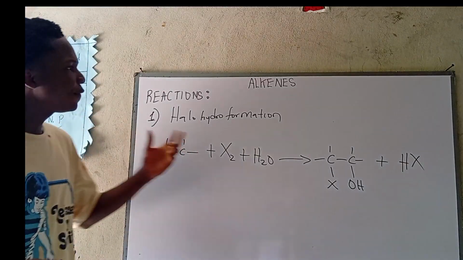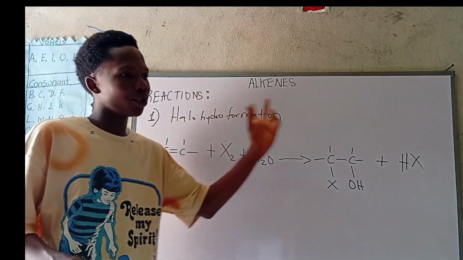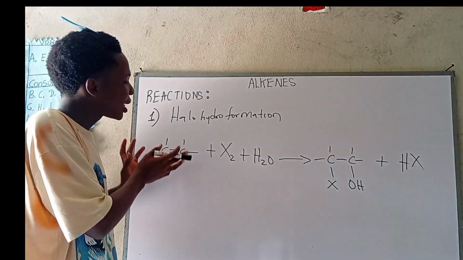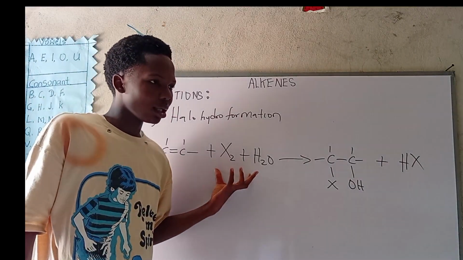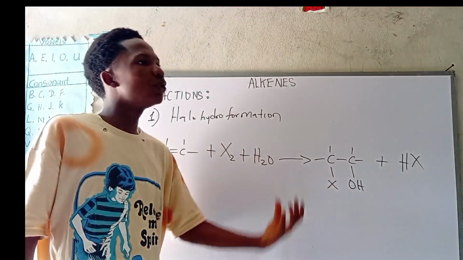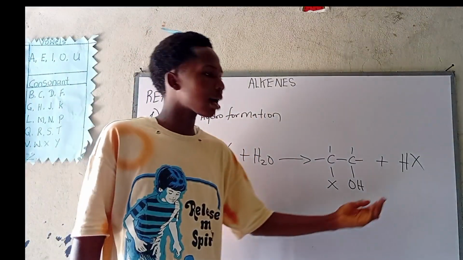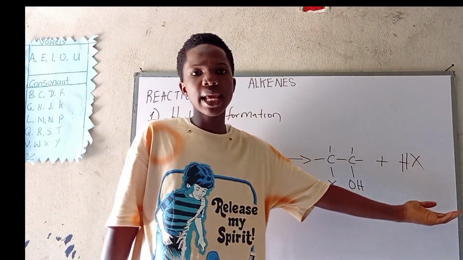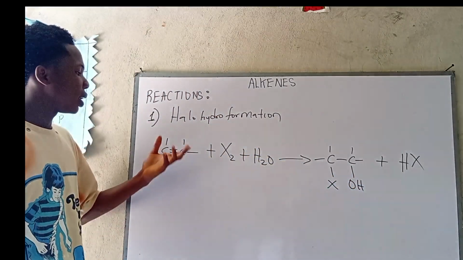So this first reaction of alkenes in this video, halohydroformation, means the addition of alkenes to a halogen in the presence of water, or adding with water, to give what? A haloalkanol and what? Hydrogen halide. It's as easy as this. So take note, write it in your book.